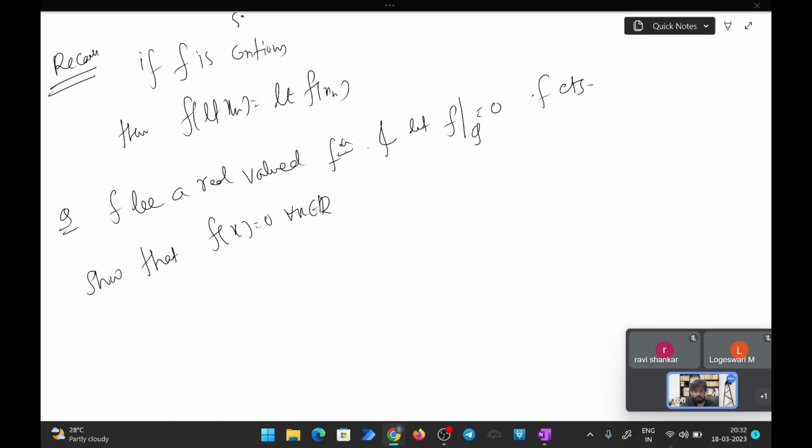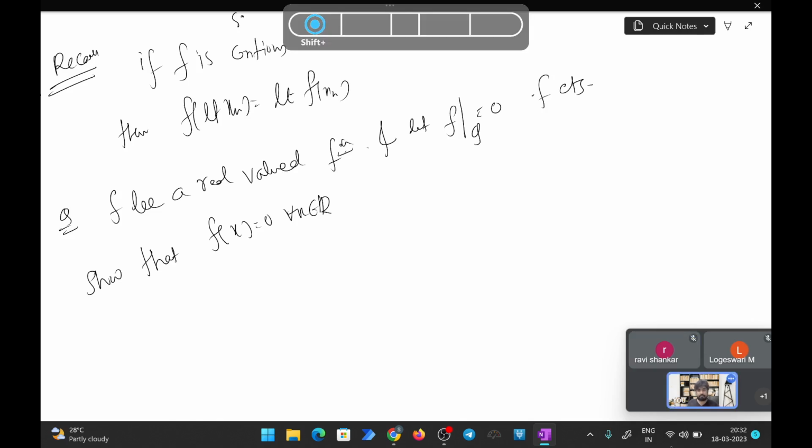Okay, so Ravi, look at this question. The question tells that suppose f is a real valued function and f restricted over Q is 0, and given that f is continuous, we need to show that f(x) is 0 for all x belonging to R. Okay. Can you please try how to solve it? Do you have any idea how to solve this type of problem?